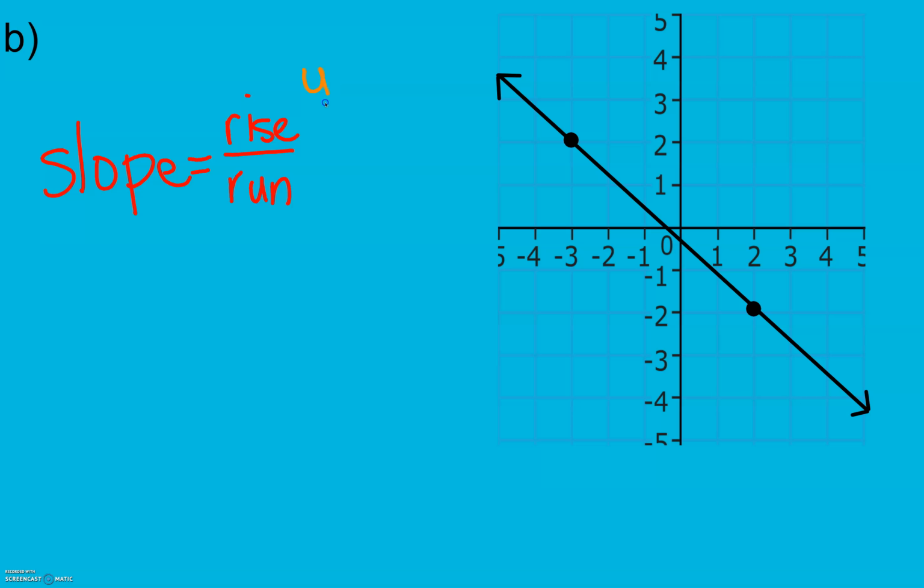Rise deals with our y's, run deals with our x's. So our change in y, that's our height, our rise. And again, from left to right, starting at my first point here, I actually have to go down 1, 2, 3, 4 to get even with the height of my second point. And if I go down, that's a negative 4. My run, I go 1, 2, 3, 4, 5 places. So my slope then, my rise over run, is negative 4 over 5.